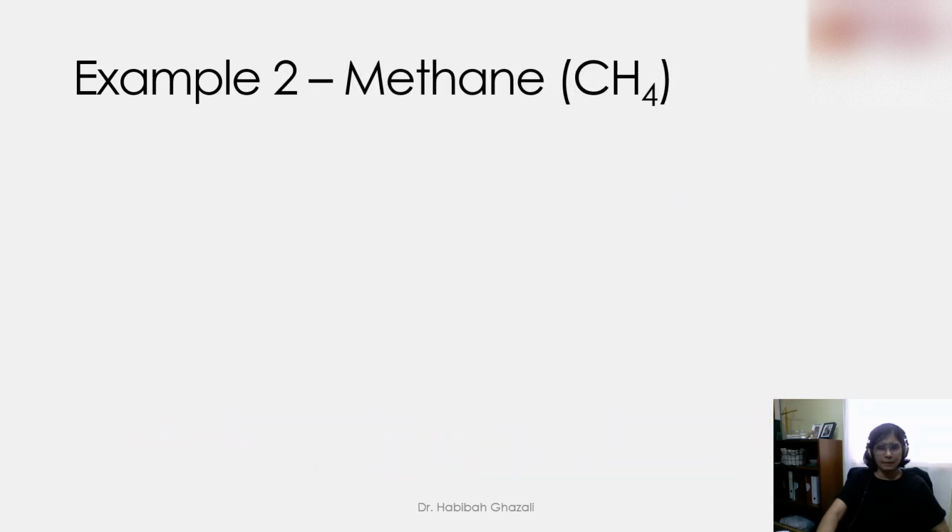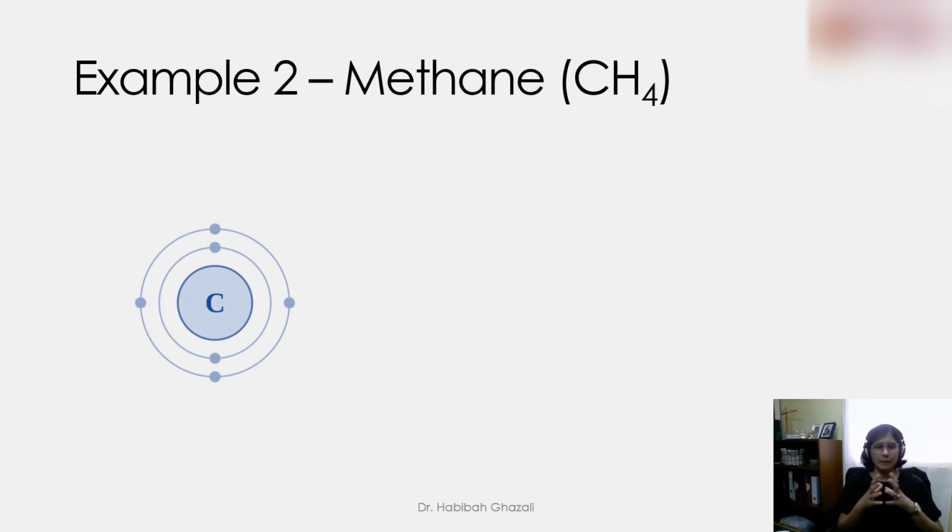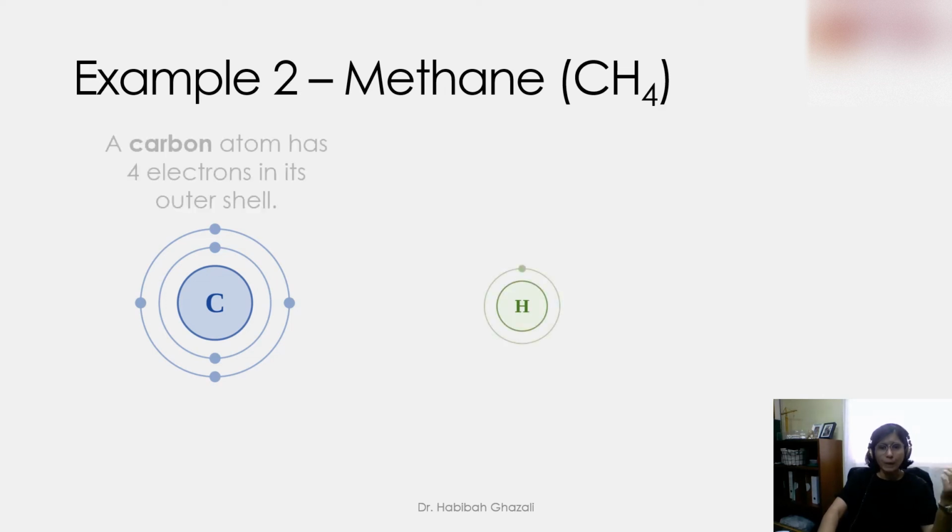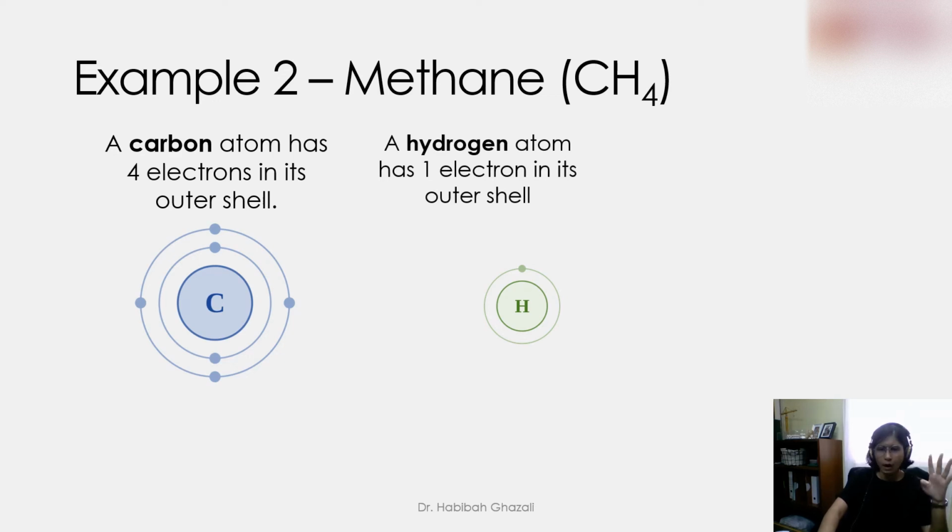Another example is methane. Methane consists of 1 carbon atom with 4 hydrogens. One carbon atom has an atomic number of 6, so we know it has 4 valence electrons. So it needs another 4 to attain octet, to be stable. What it needs is to bond with 4 hydrogen atoms.